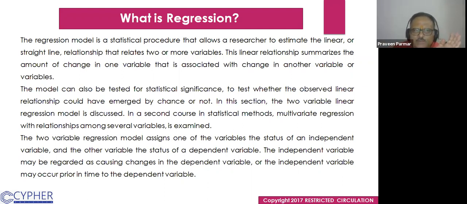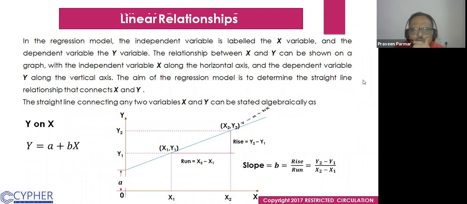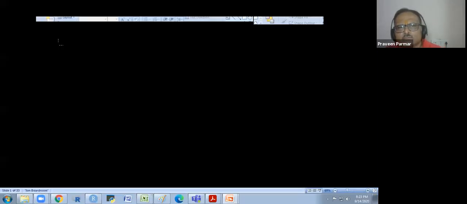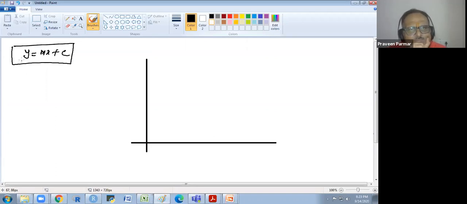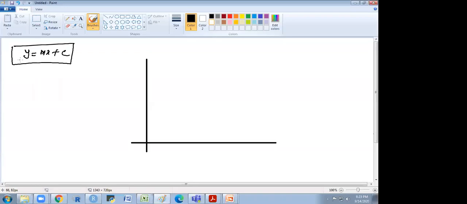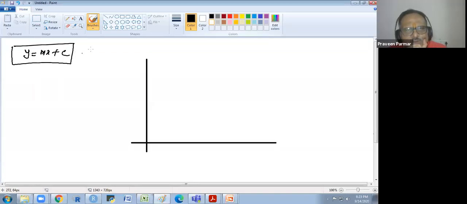Practically, I will show this to you. You know this equation, y is equal to mx plus c. Are you aware of that? This is the equation of a straight line. And you know that m is the slope and c is the intercept of the line.